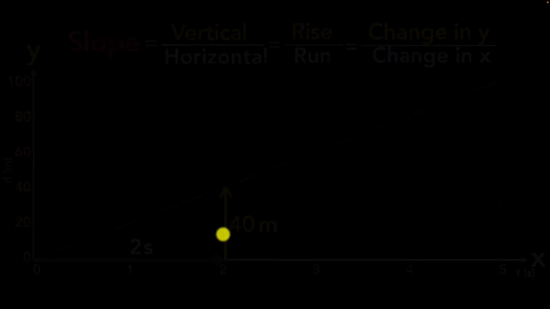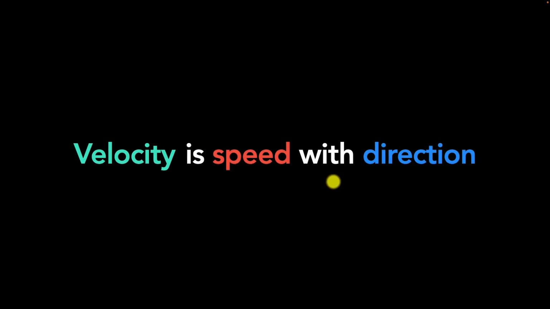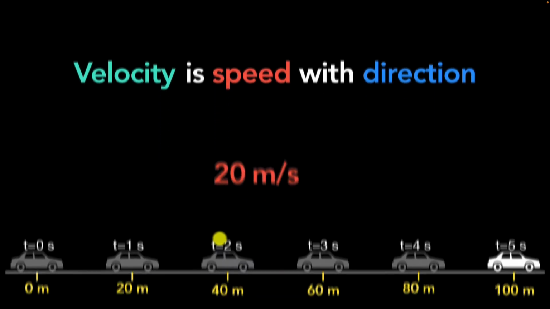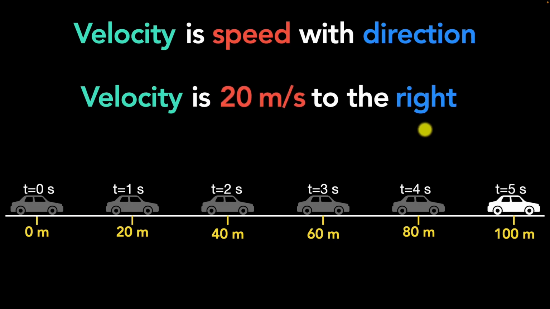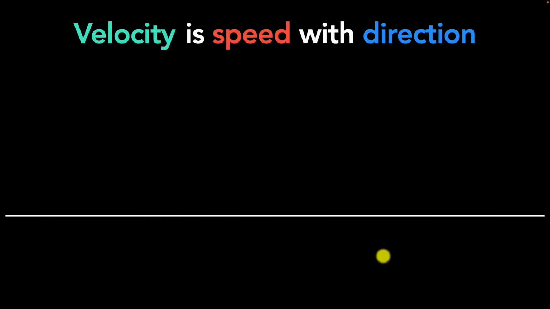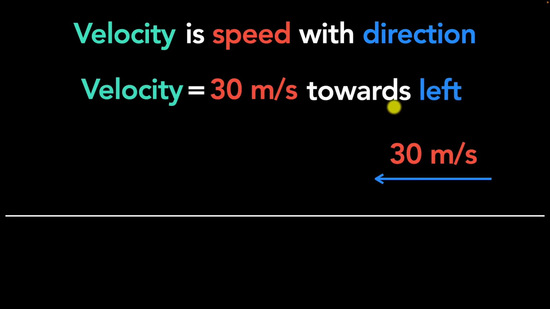This finally brings us to velocity. What exactly is velocity? Well, velocity is just speed with direction. In our example, the car has a speed of 20 meters per second. But what is its velocity? Well, its velocity is 20 meters per second to the right because it's traveling to the right. Here's another example. Consider a bike that's traveling 30 meters every second. Well, its speed is 30 meters per second, but what is its velocity? Well, since it's traveling to the left, its velocity is 30 meters per second towards the left.